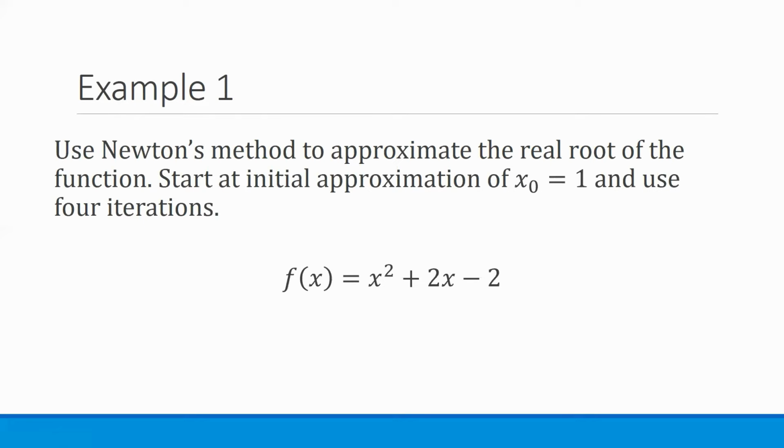We're going to use Newton's method to approximate a real root of the following function. Start the initial approximation at x0 equals 1 and use 4 iterations. An iteration just means that's how many different approximations we're going to use. We're going to go through the process 4 times.